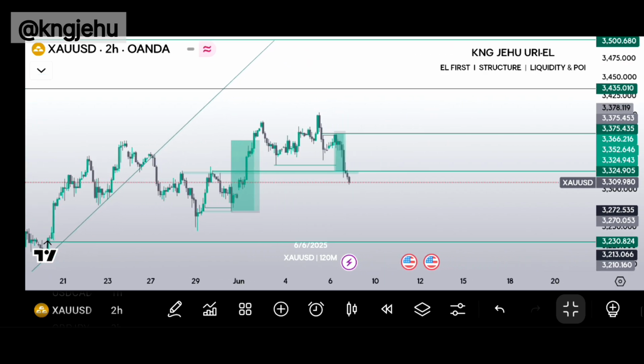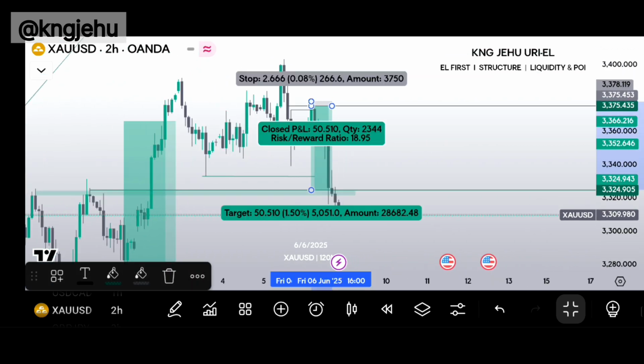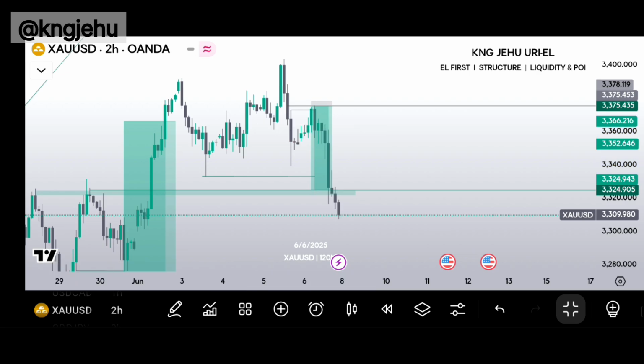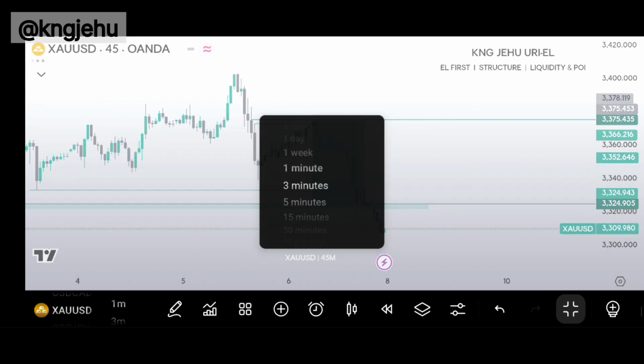Now this is the actual trade I'm doing a recap for. You can see this 18.95 risk to reward ratio. So first of all, let me get down to a lower time frame so we can start this video properly.